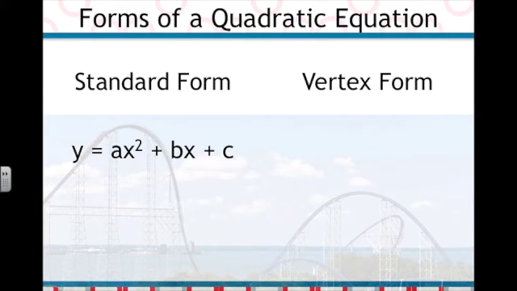Vertex form looks quite different. y equals a times the quantity x minus h squared plus k. This form does have an x, y, and a just like standard form, but the h and k tell us something about the graph, as we'll see later.